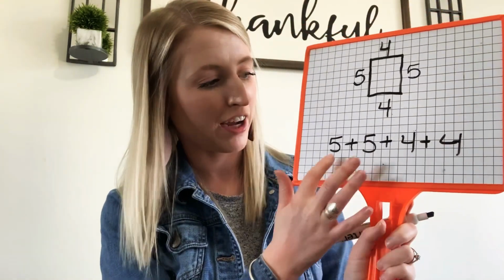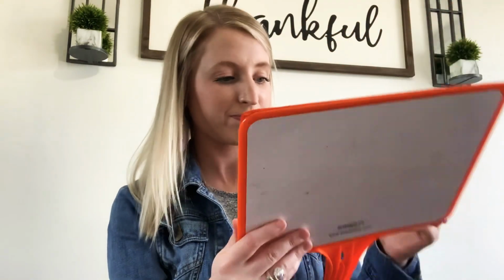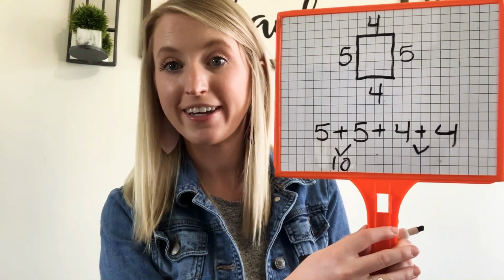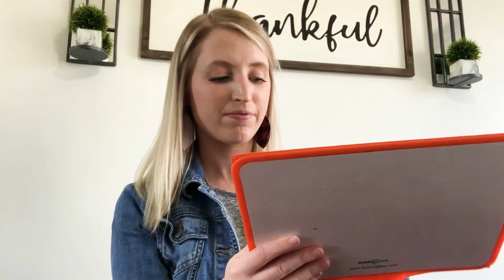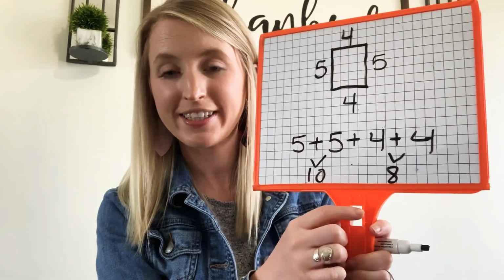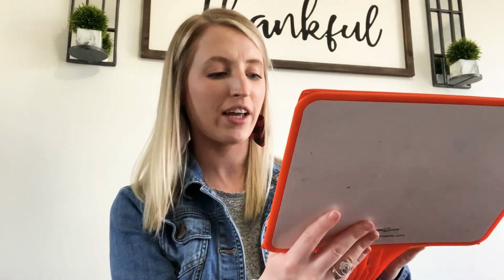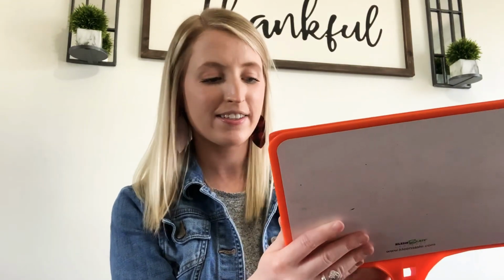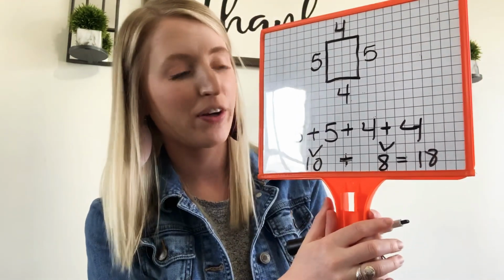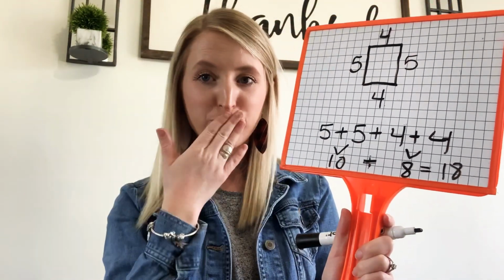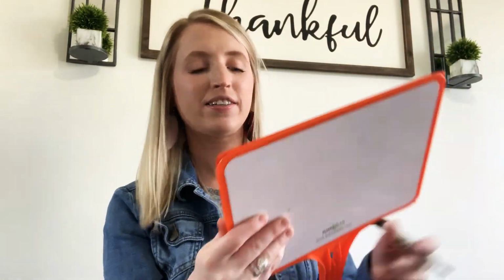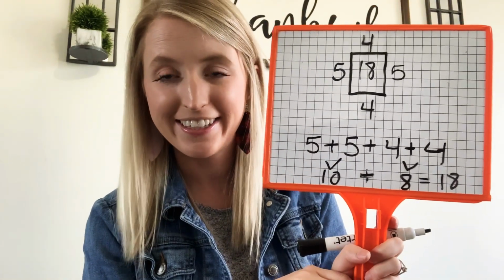Okay, I know 5 plus 5 is 10. And I know 4 plus 4 is 8. So my next step, I have to add 10 plus 8. We should know 10 plus 8 is 18. So if you got 18, pat yourself on the back, give your brain a kiss. Great job. I'm going to write 18. So we know my perimeter is 18.